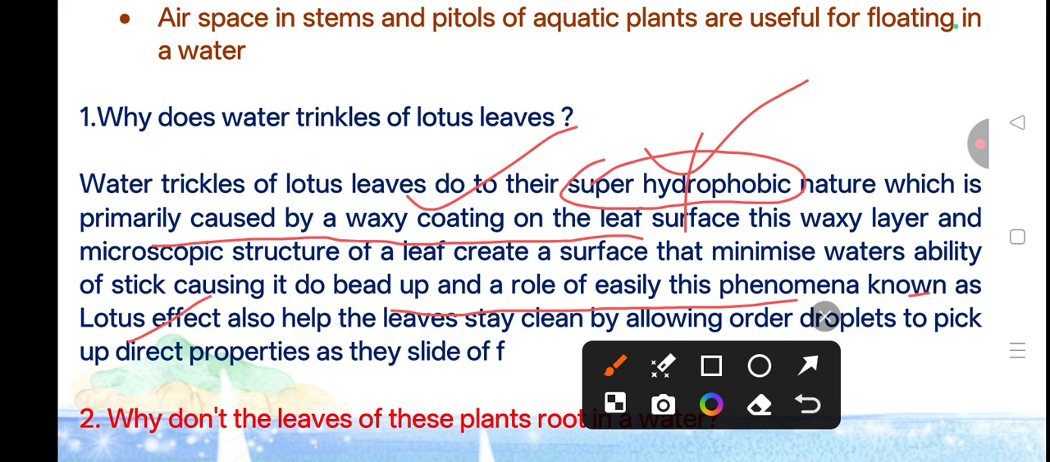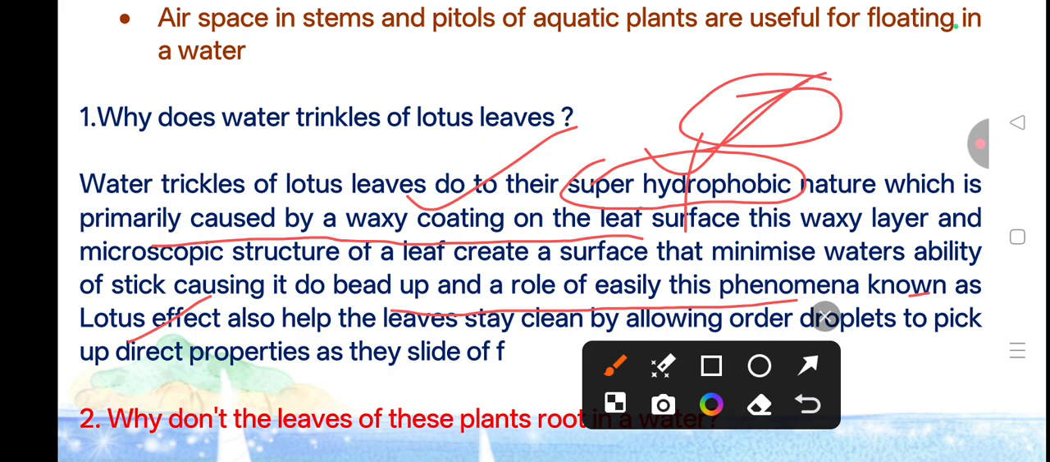This question is also asked: what is meant by the lotus effect? We write the answer. The water trickles off a lotus leaf because of its superhydrophobic nature, which is primarily caused by the waxy coating on the leaf surface. This waxy layer has a microscopic structure on the leaf.